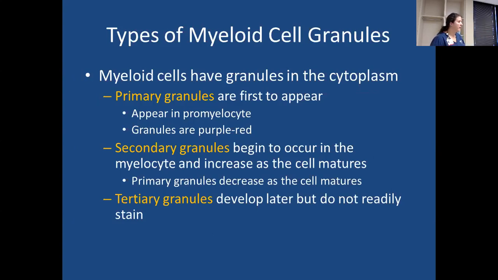Secondary granules: you'll have some primary granules in the promyelocyte, and then at the myelocyte phase, we'll start to see some secondary granules form. And the primary granules tend to decrease as the cell matures. There's also a third type of granules called tertiary granules, but we cannot see them with our staining techniques. So we don't spend too much time talking about them because we can't see them.